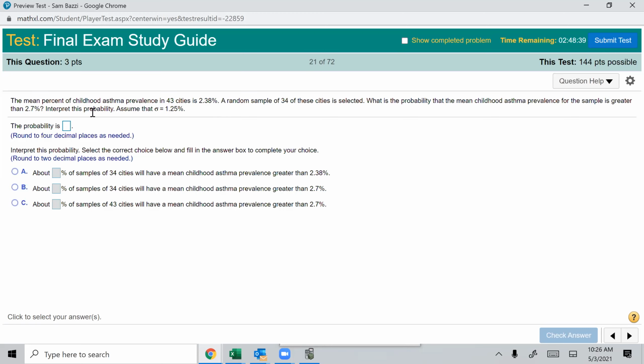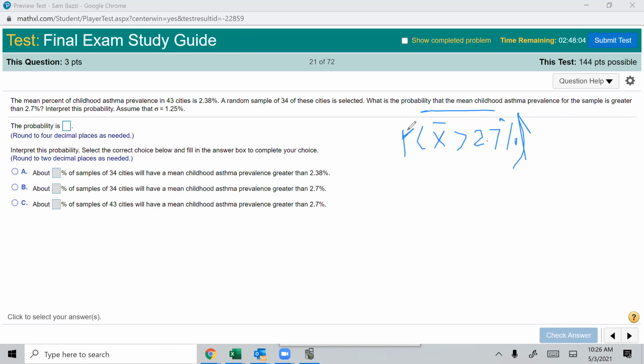The mean percent of a childhood asthma prevalence in 43 cities is 2.38%. A random sample of 34 of these cities is selected. What's the probability that the mean? So it's about X bar again, guys. This is about X bar, central limit theorem. He wants a probability of X bar of the sample is greater than 2.7%. Okay. Assume that original sigma is 1.2.